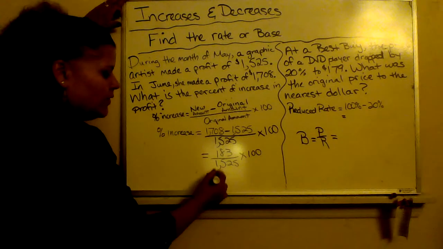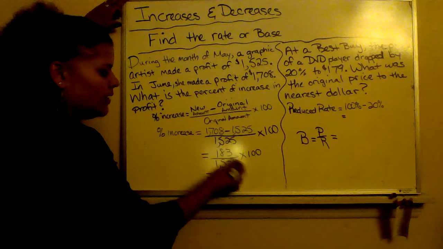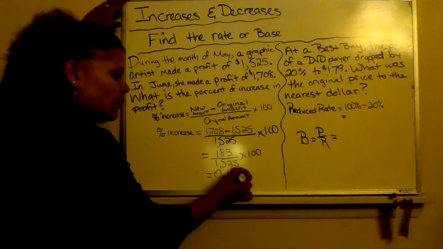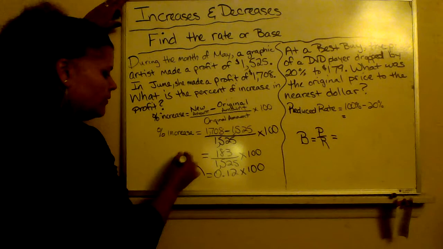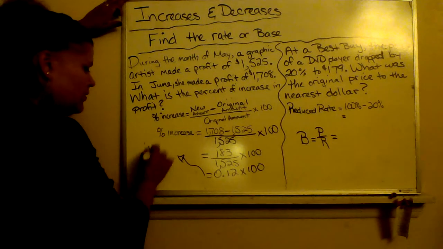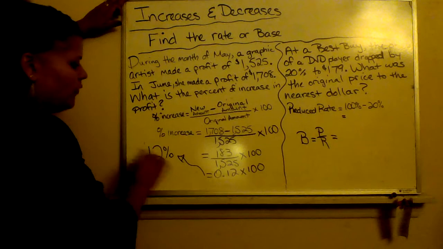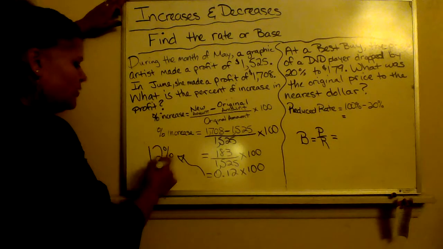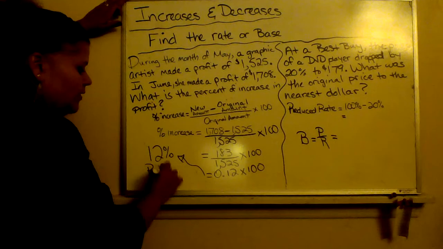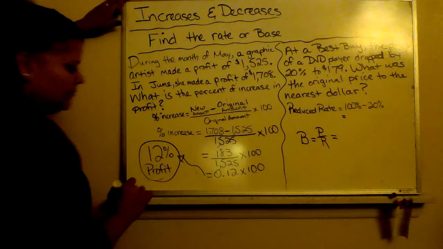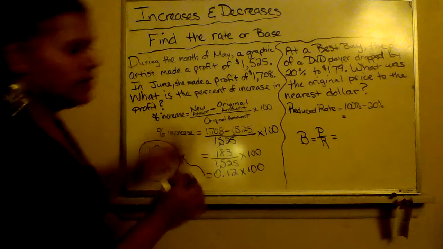So then you're left with 0.12 when you divide 183 by 1,525. You multiply that by 100. You're left with a percent of 12. So you have 12%. So this increase, they made a 12% profit, the artist. So that's how you do the percent increase.